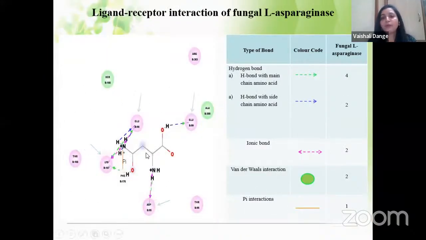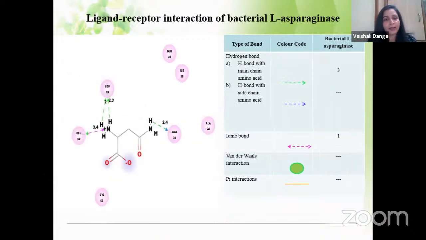Now, the type of bond that I have studied. In my statistical as well as bioinformatics study, what I have seen is that the binding pattern, H bond, ionic bond, van der Waals force of attraction, and pi interaction are more in the fungal isolate as compared to the bacterial isolate. Here you can see that.